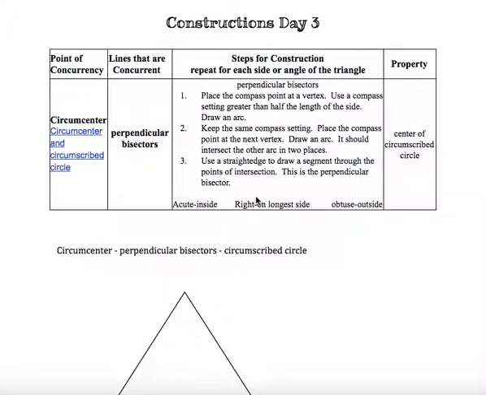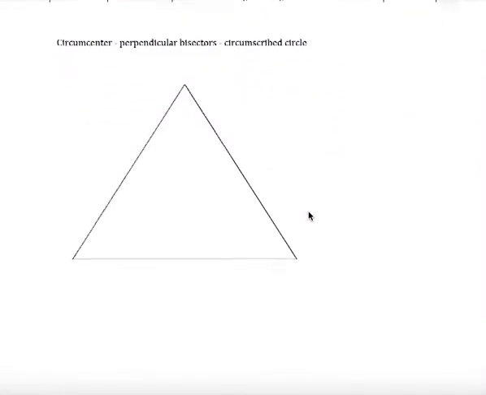The reason that this is important is that it's the center of the circumscribed circle. So that means the circle that goes around the outside of the triangle. It will hit all 3 vertices. So just a few other points. If you have an acute triangle, your circumcenter will be inside. In a right triangle, it will always be on the longest side or the hypotenuse. And in an obtuse triangle, the circumcenter will be on the outside of the triangle.